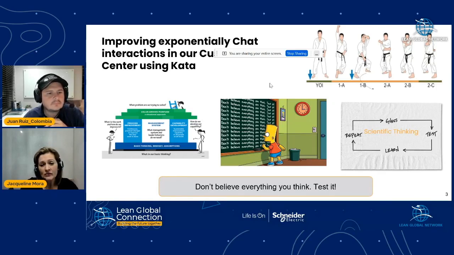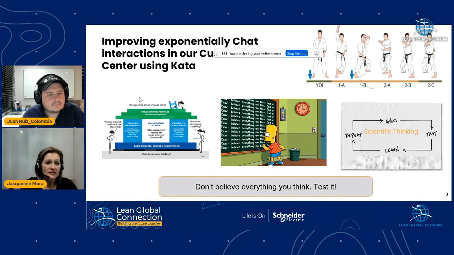So I knew about Kata thanks to Gustavo Gomez. Gustavo Gomez is our industrial director in our manufacturing plant in Bogota. So thanks a lot, Gustavo, for sharing your knowledge with me and introducing this fantastic concept to my experience and my professional life.